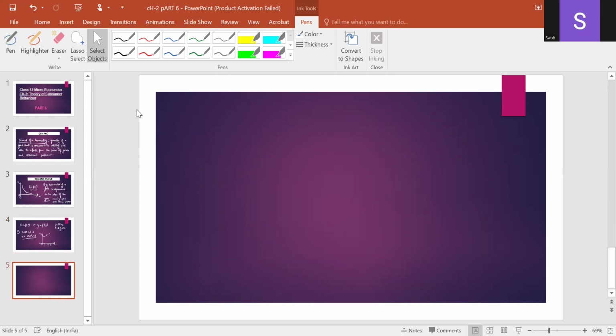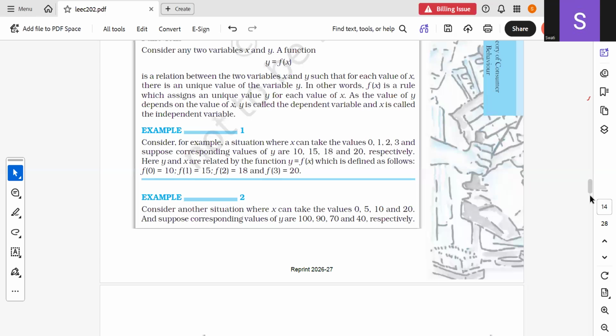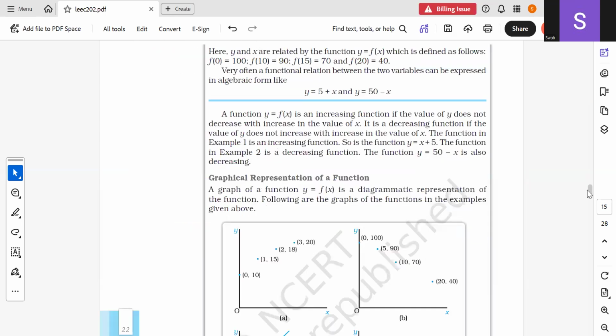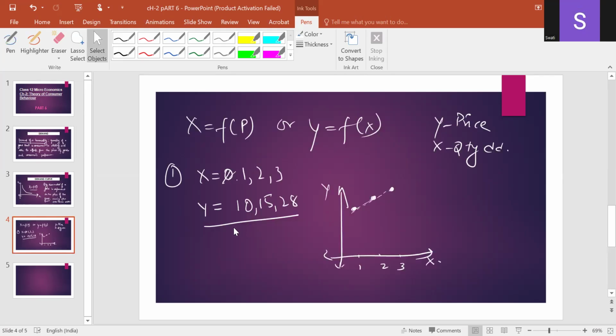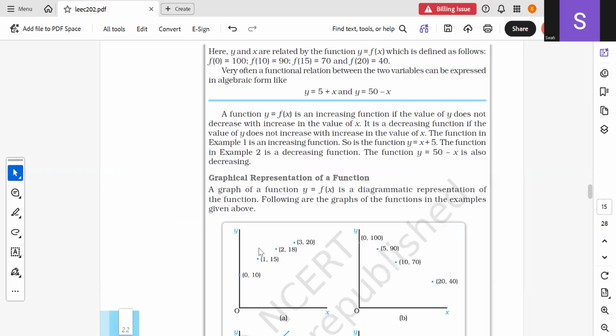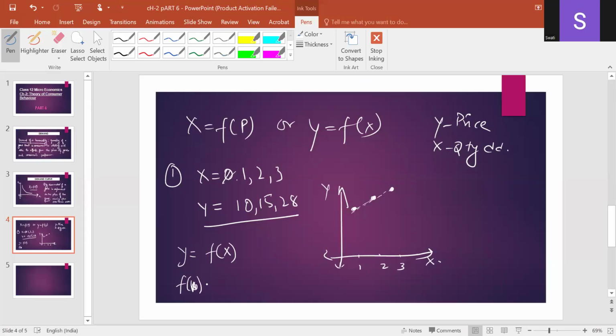Now there's another example that we can take, for example from the book itself. In this previous example, we can also say that y is equal to a function of x, where f is an increasing function of x. So let's say we can also say that f of 1 is 10, f of 2 is 15, f of 3 is 28. All right.